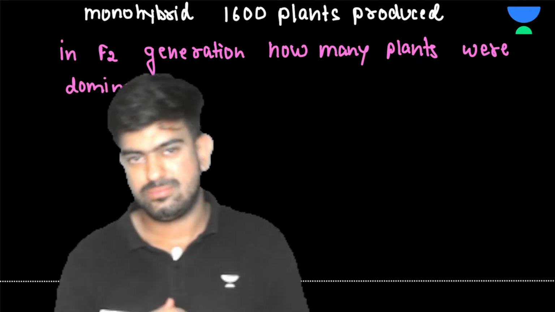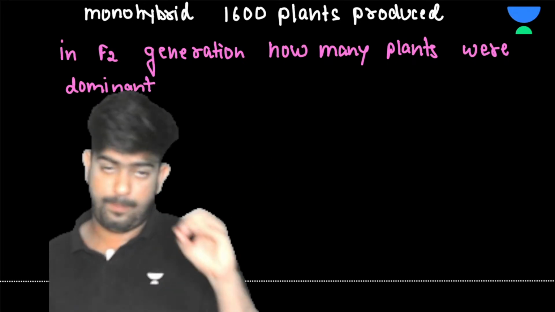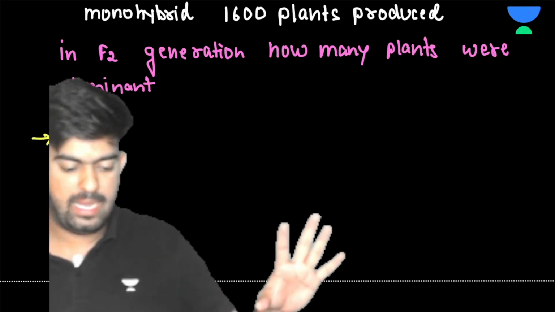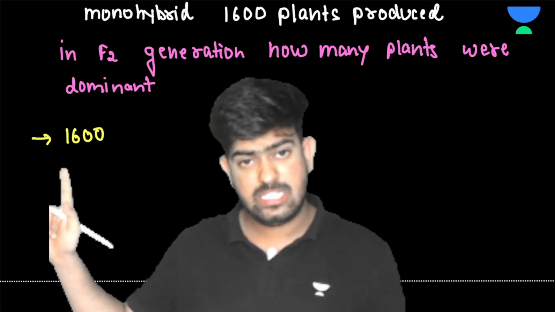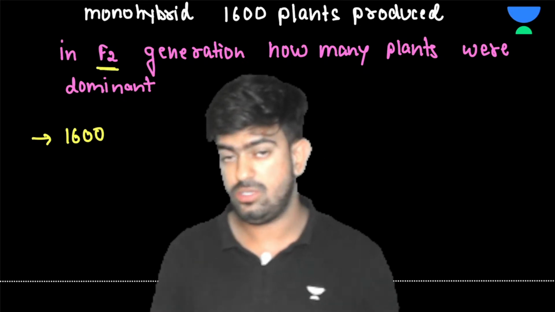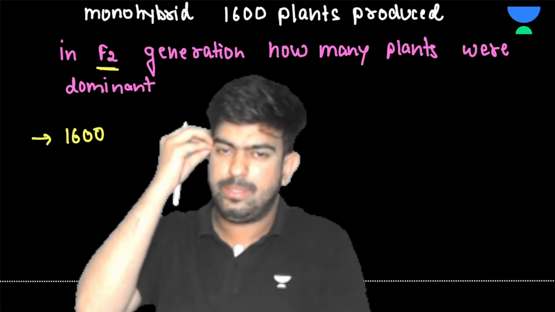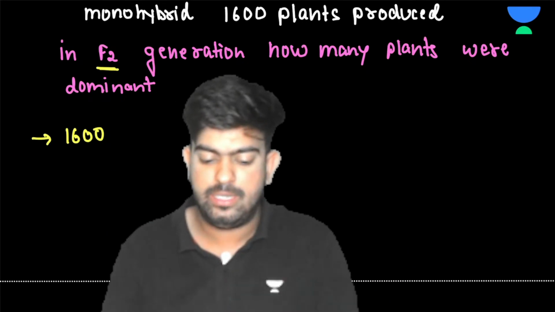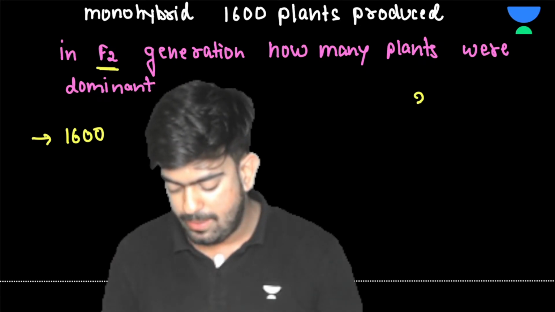Okay, now it's fine. Let's solve this question. Sir, first of all, this is how you have to approach this question. See, how many progeny? 1600 plants have been produced. Among the 1600 plants in the F2 generation, if I talk about the F2 generation, first of all, you remember the phenotypic ratio. It's asking about the phenotypic ratio, like which is dominant, which is recessive. How many plants are dominant, how many plants are recessive. So first of all, remember the phenotypic ratio.